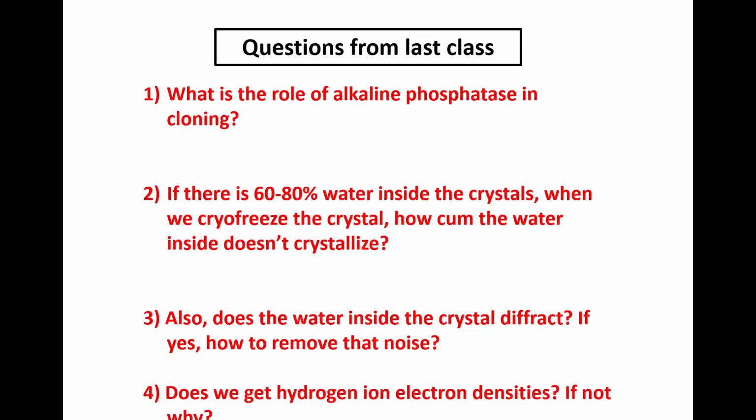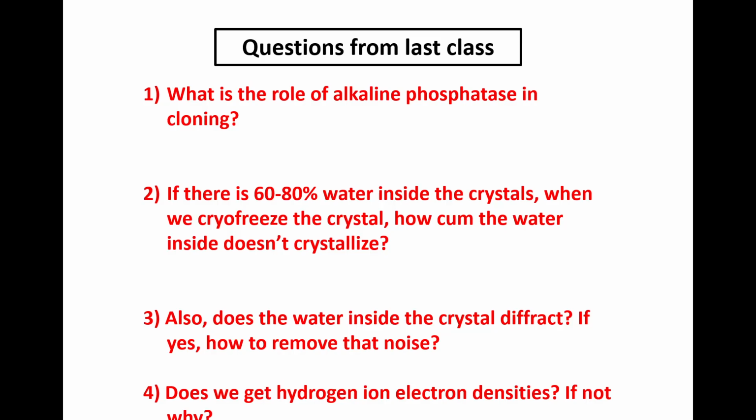Now, do we get hydrogen ion electron densities? Why have I asked this? Because this is very important. Whenever you download some structure from the PDB, the Protein Data Bank, you will not find any hydrogen atoms attached, meaning hydrogen information in that PDB structure is not available. You always get the proteins, but the coordinates of the hydrogen atoms are not directly available from an X-ray crystallography structure.